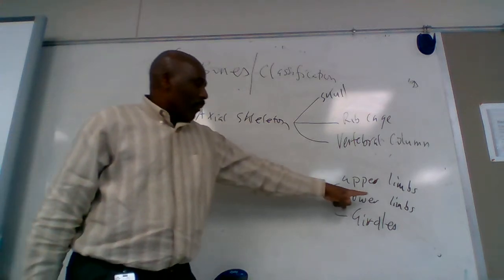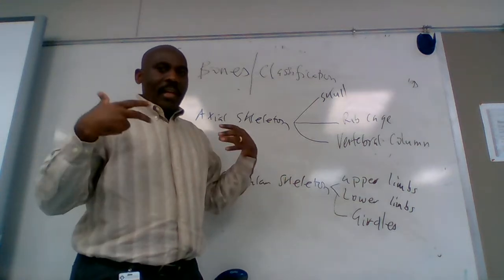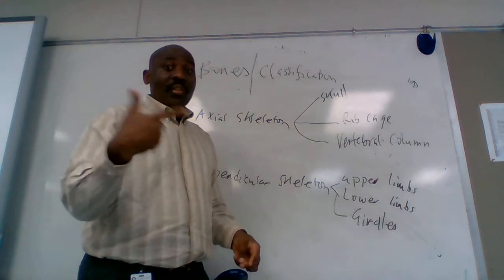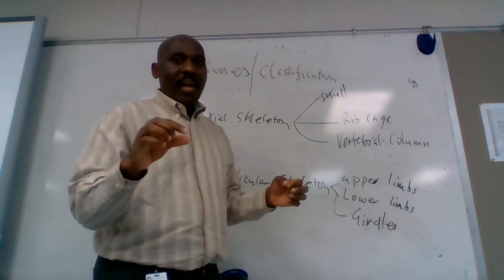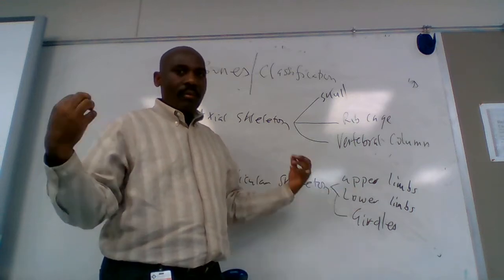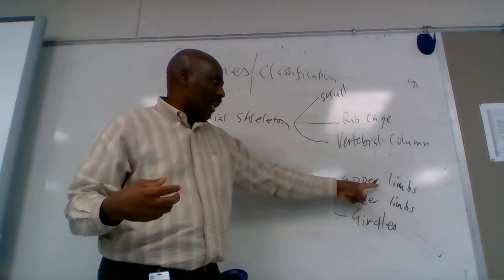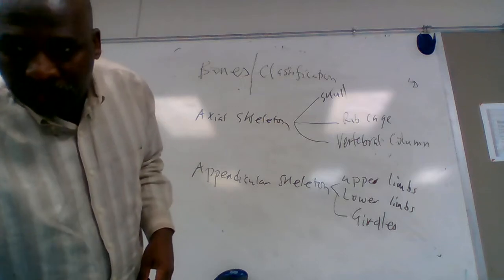Now, the upper limbs and the lower limbs connect to the axial skeleton indirectly. They use girdles. We'll talk about that when we do the skeleton. So we have girdles of the upper limbs and girdles of the lower limbs. Girdles are the connecting bones that connect the upper limbs and the lower limbs to the axial skeleton.